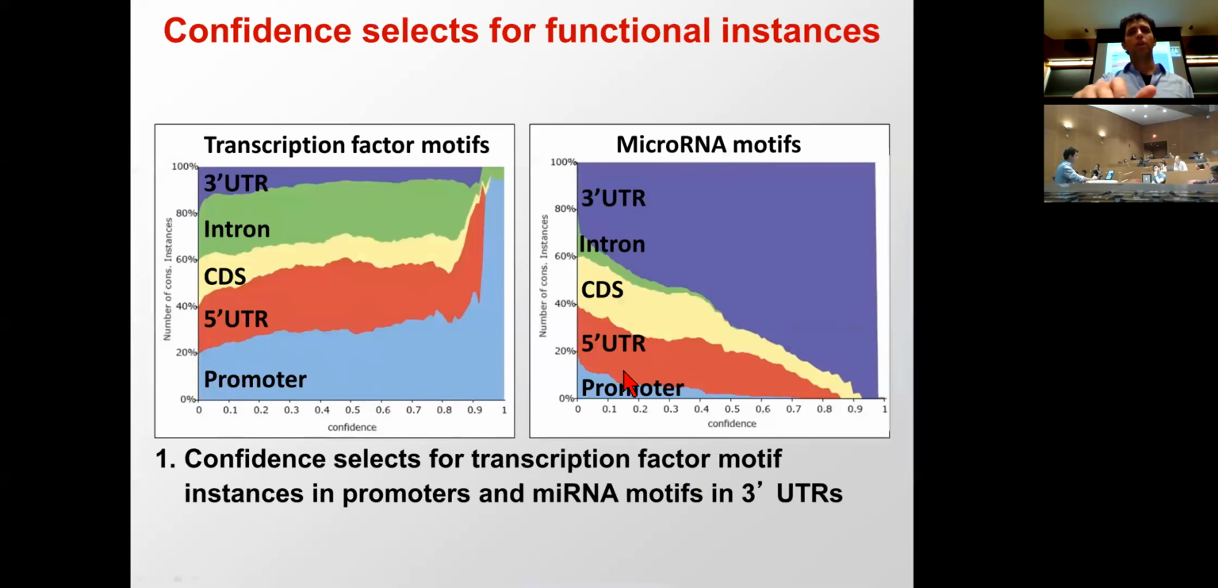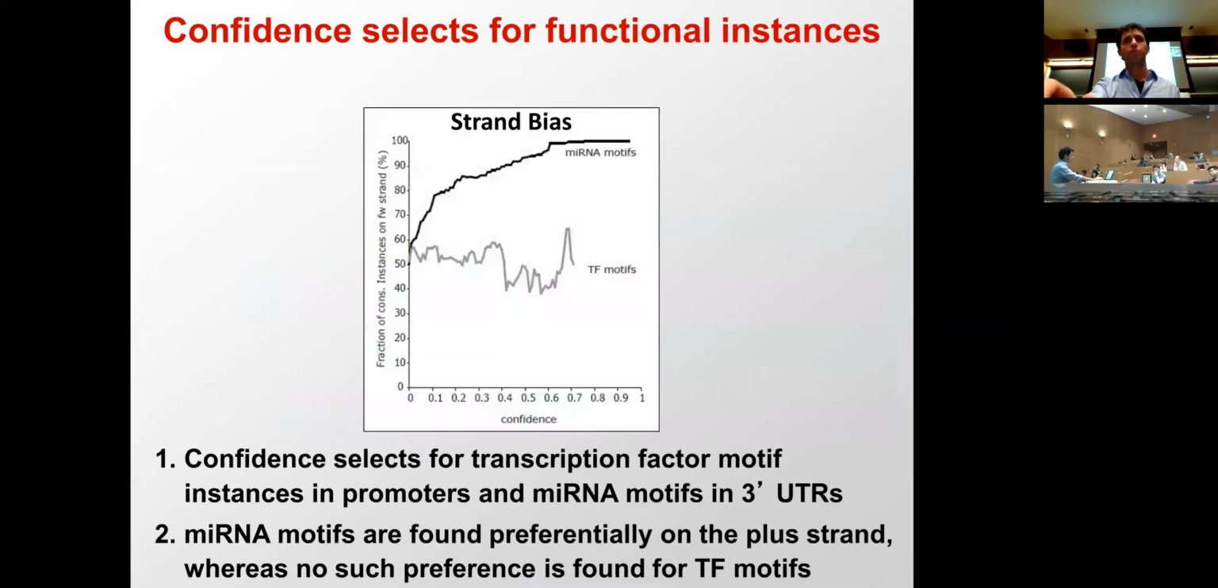You can see that initially they all start at the same frequency, and that's simply what fraction of the genome is covered by each of these classes. But as I increase the threshold, for TF motifs, it's selecting promoters. For microRNAs, it's selecting 3' UTRs because they're different from each other. That says it captured something biological.